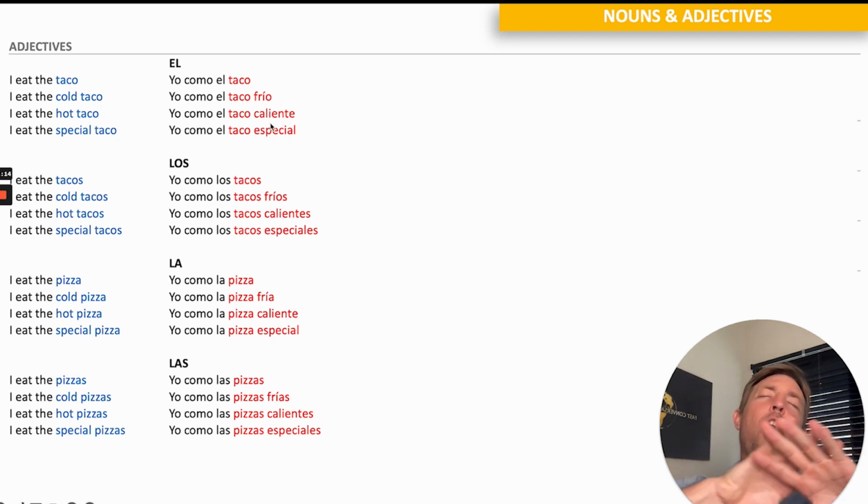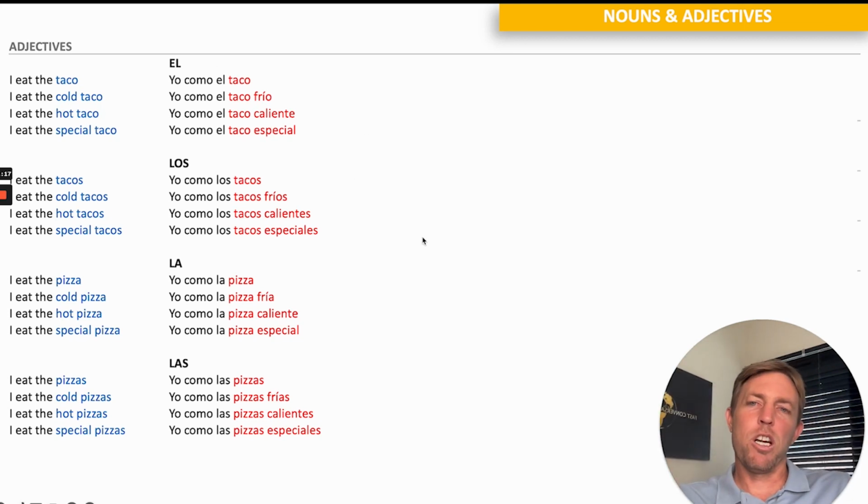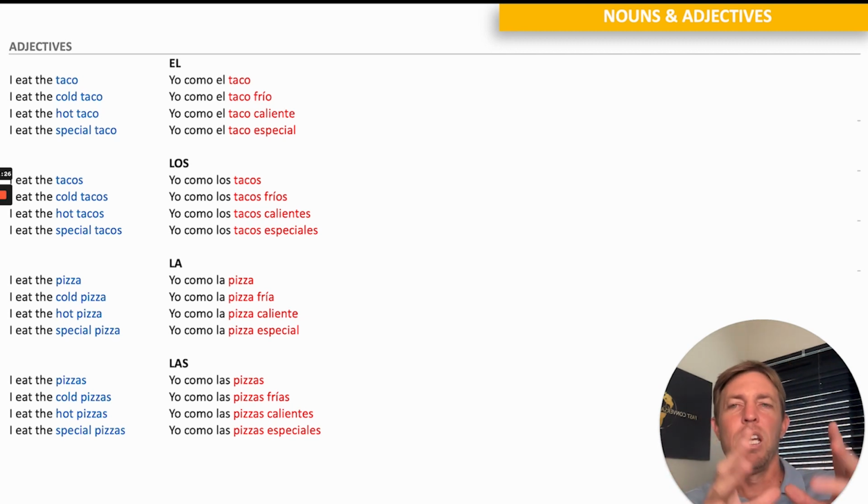Again, all you're going to do is hit your flashcards and practice these ones we got here. I don't want you to think every time, is it masculine, feminine, singular, plural, and this and that. I don't want you to worry about that yet. This will come through muscle memory and lots of repetition. Okay? But you get the point. All right? Las pizzas frías, las pizzas calientes, las pizzas especiales. Okay? So that is adjectives with nouns.